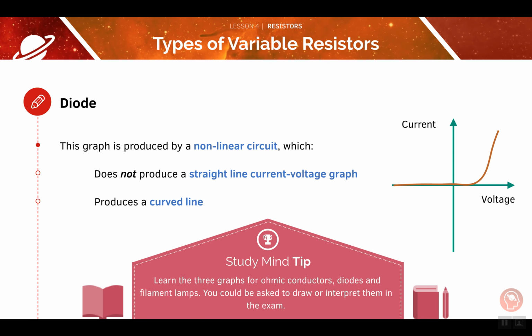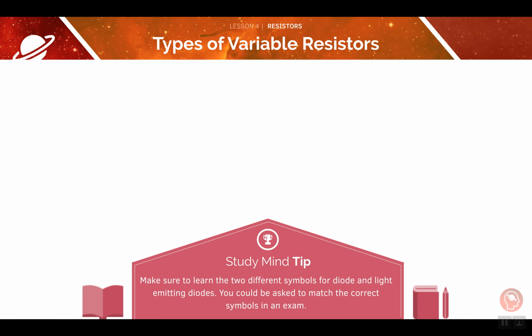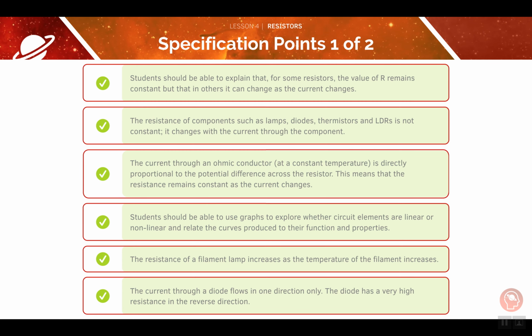You should learn the 3 graphs for ohmic conductors, diodes, and filament lamps. You could be asked to draw or interpret any of these in the exam. Make sure to learn the 2 different symbols for diode and light-emitting diodes. You could be asked to match the correct symbols in an exam. We covered these symbols in one of our previous videos. We've now covered all the specification points for this section of the video. Feel free to pause now and skip back to any of the sections you are unsure about.